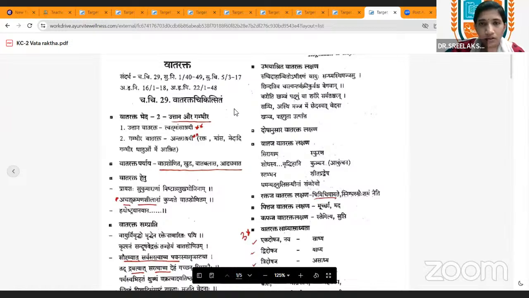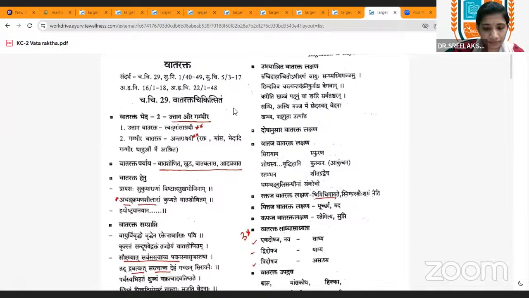So, can you see this screen of Vatarakta? Yes, ma'am.